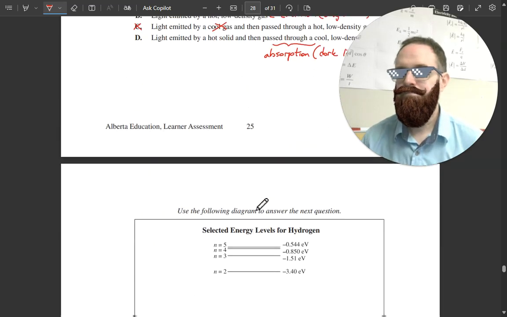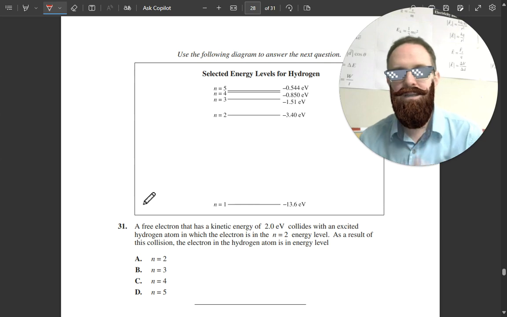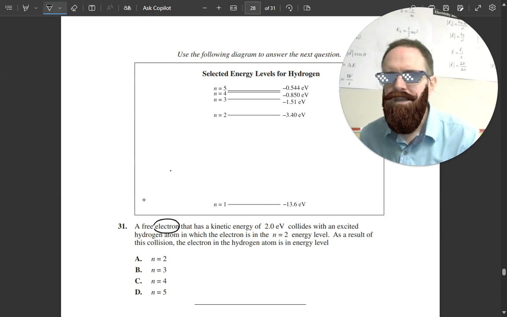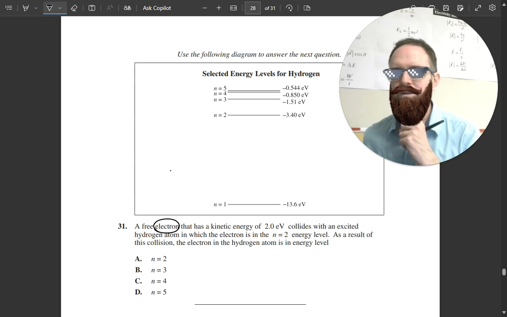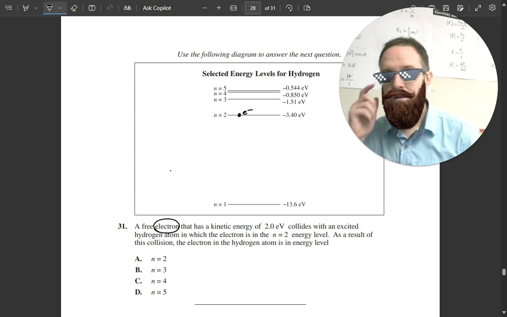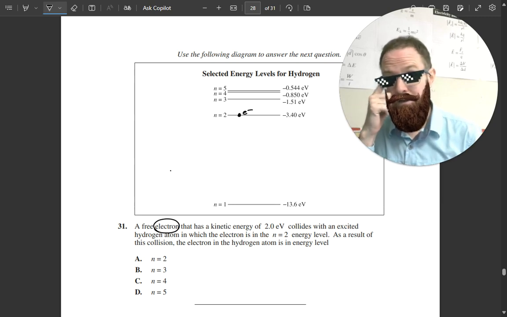Cool. Okay, so we got a free electron. It has a certain amount of energy. It's coming along. The key is this free electron comes along and collides with this hydrogen atom where there's an electron sitting here at energy level 2. As a result, where is this going to go?